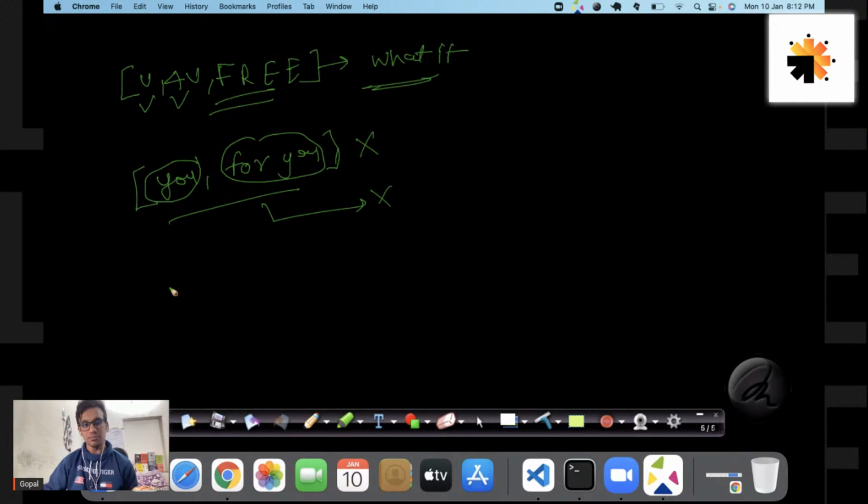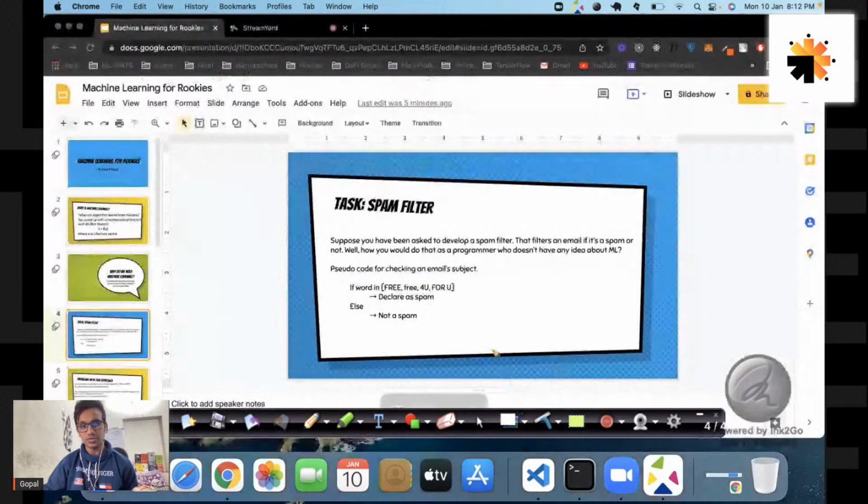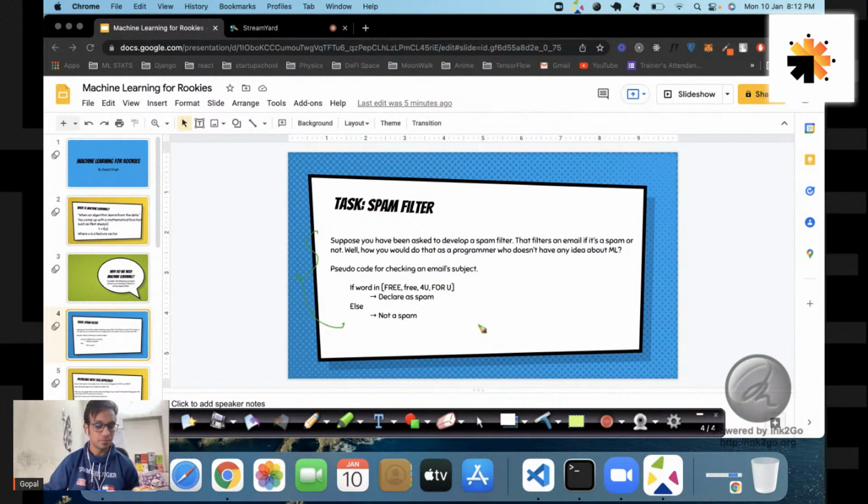A machine learning algorithm works on a principle called the universal approximation theorem. I will come back to what exactly it is in a while. Let's try to understand how exactly we can solve this problem here.